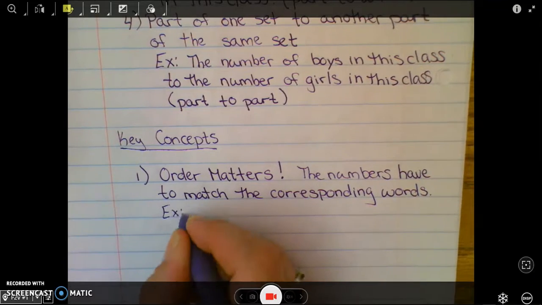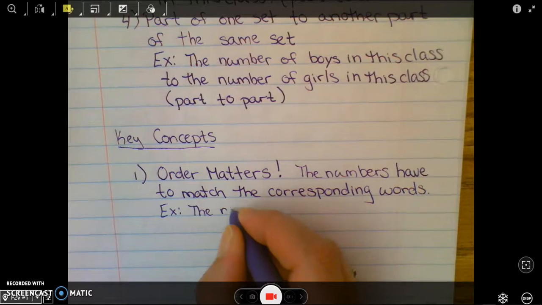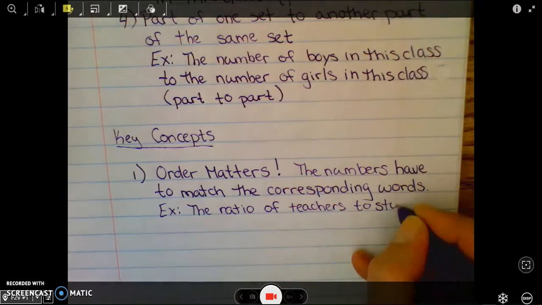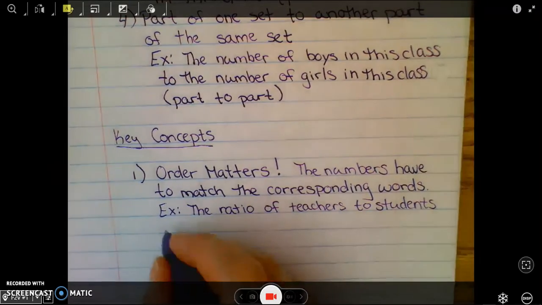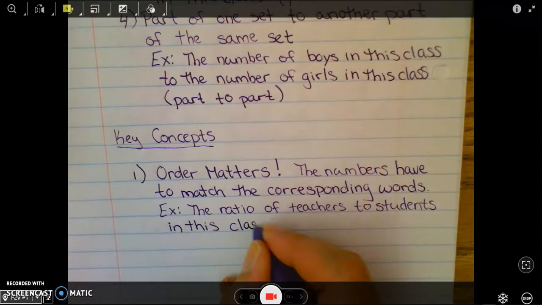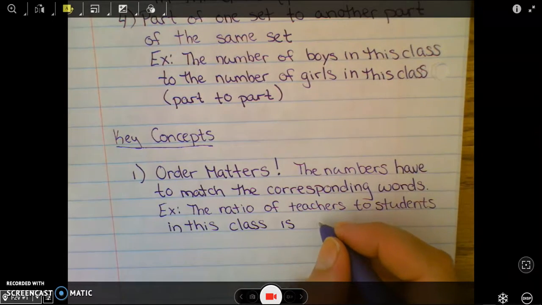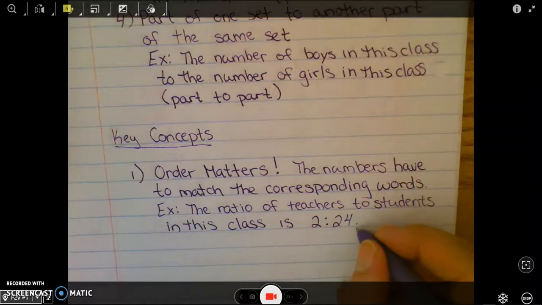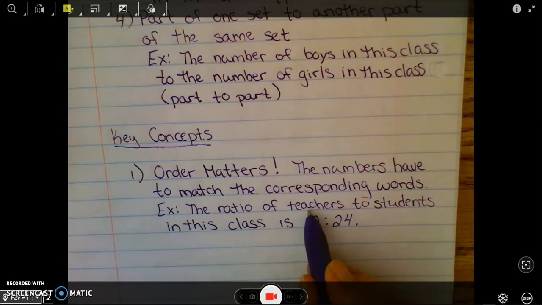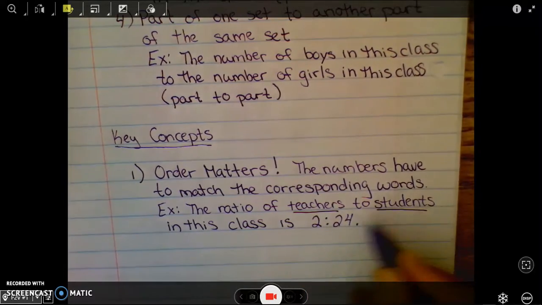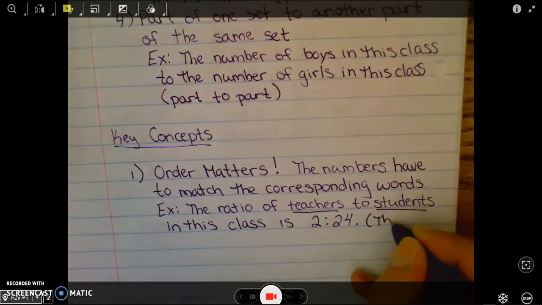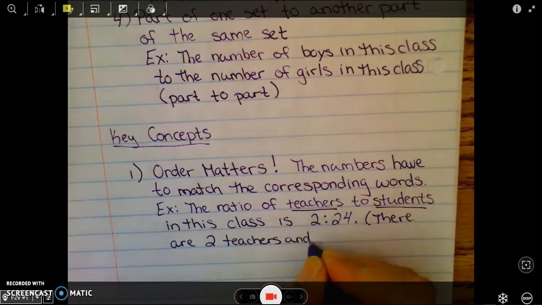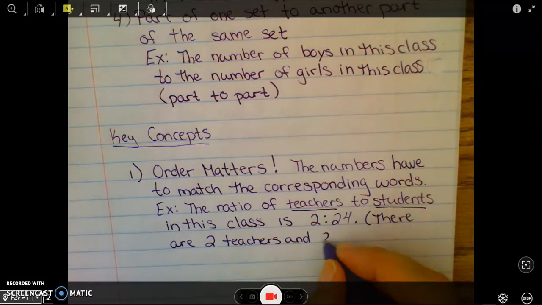If I were to say that the ratio of teachers to students in this class is 2 to 24, that would mean that because the 2 comes first and teachers is the first word, so teachers to students, the 2 is the first number, teachers is the first word, that would mean, in this example, that there are 2 teachers, and there are, since students is the second word, 24 is the second number, 24 students.